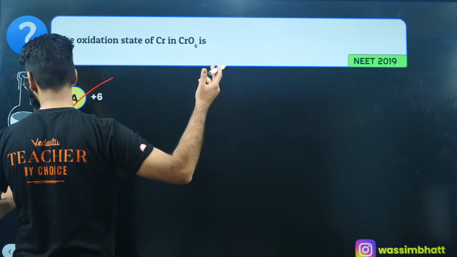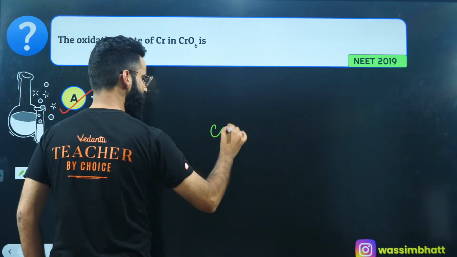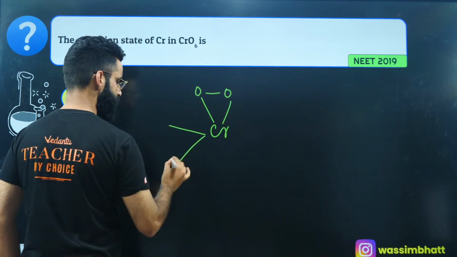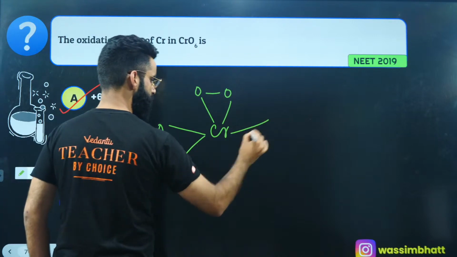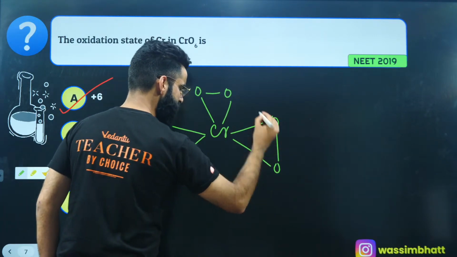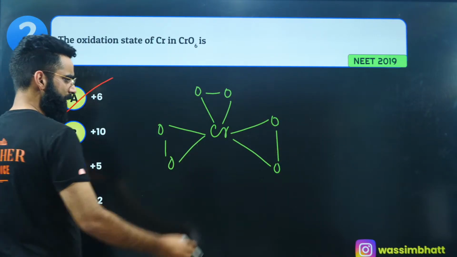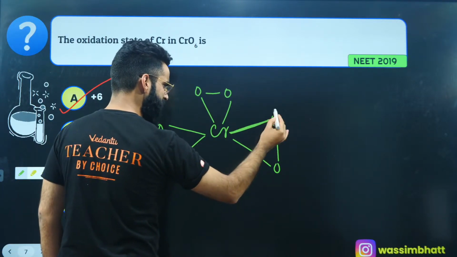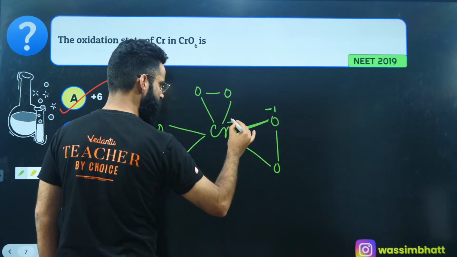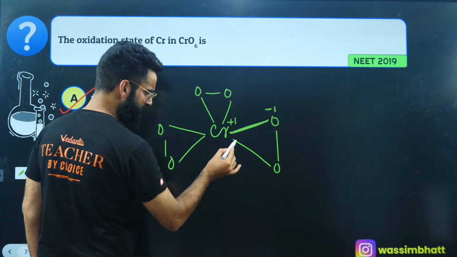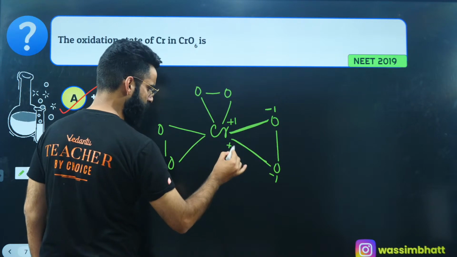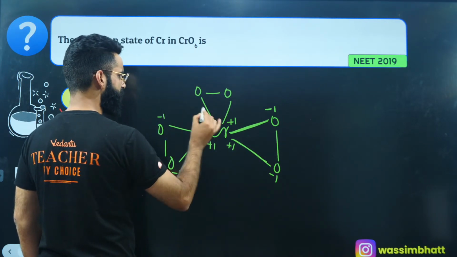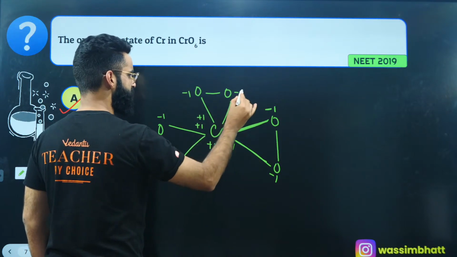If you look at the structure of CrO6, let me draw the structure of CrO6 first of all. This is the structure of your CrO6, right? Now people, if you look at this single bond between chromium and oxygen, oxygen being more electronegative will carry -1 charge, chromium at the same time will carry +1 charge. Similarly, due to this bond, -1 +1. Due to each of the other bonds, -1 and +1.